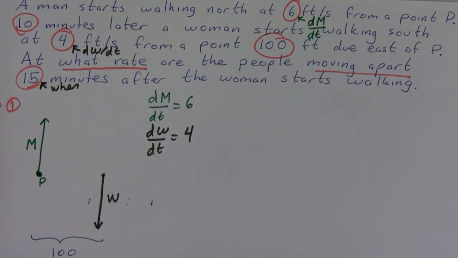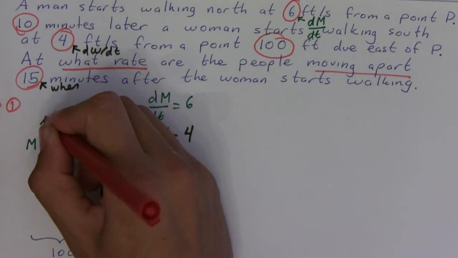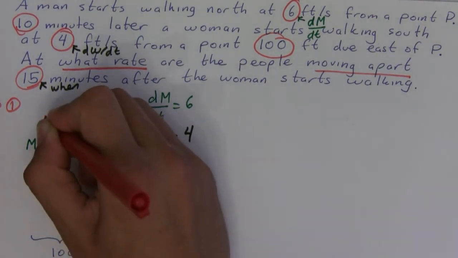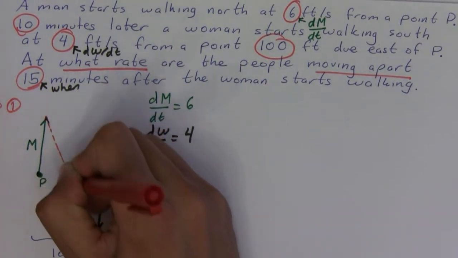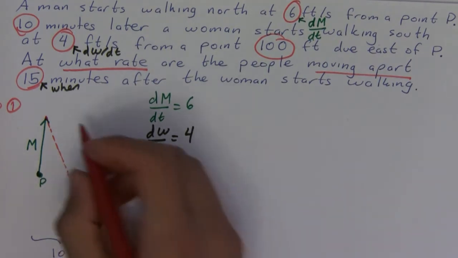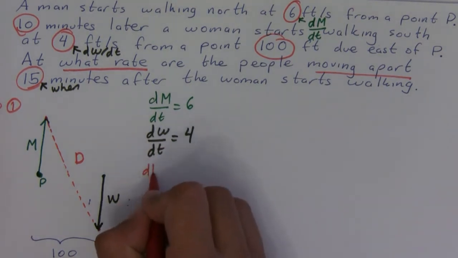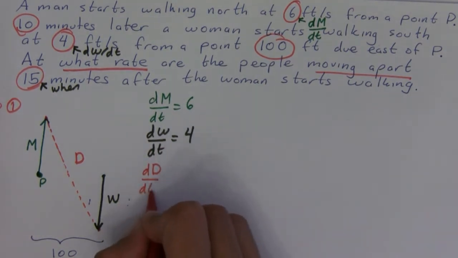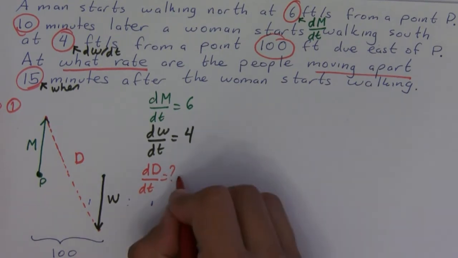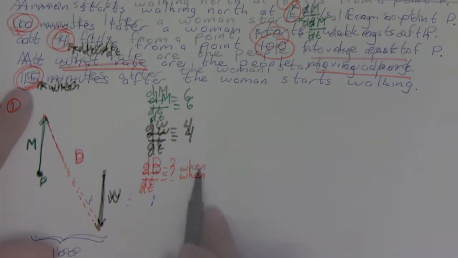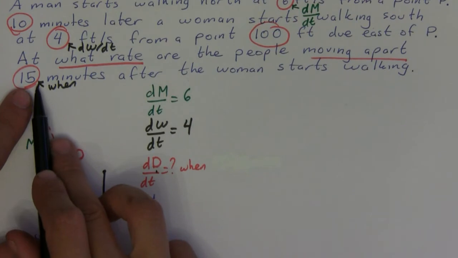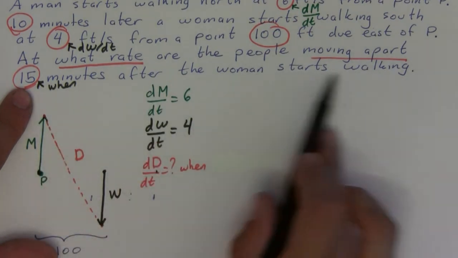Well, I have to find the distance between them. And so let me label that. So if the man is here, the woman is here. So I need to draw a line, and let's call the distance between them D. So that means that what I'm looking for is the derivative of capital D with respect to time when the woman has been walking for 15 minutes.